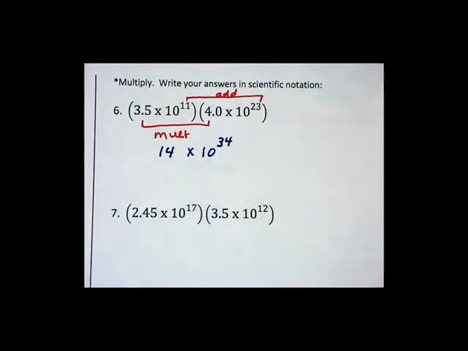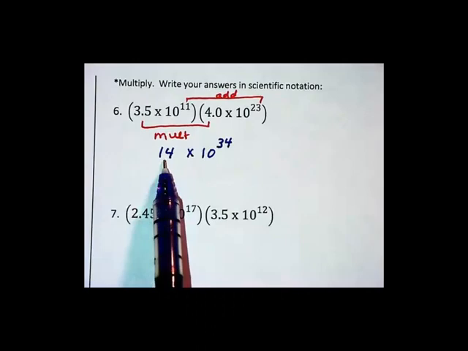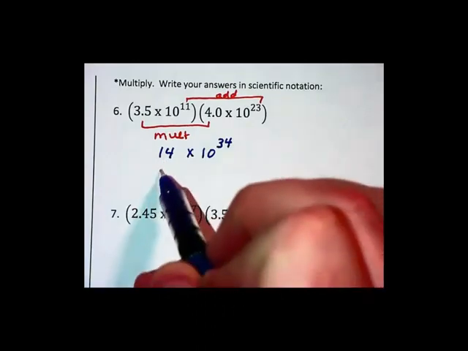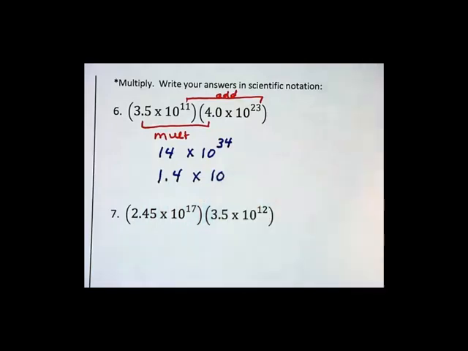But that cannot be your answer in scientific notation because 14 is not allowed. You have to have one digit to the left of the decimal. This needs to be a 1.4 times 10 to the something.